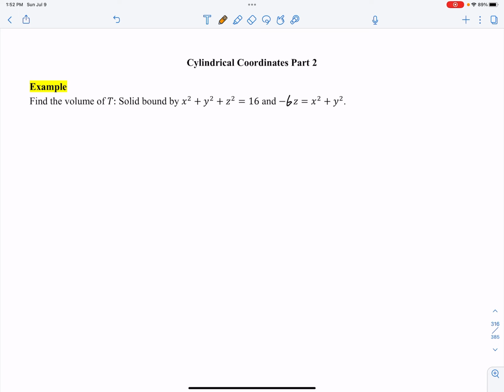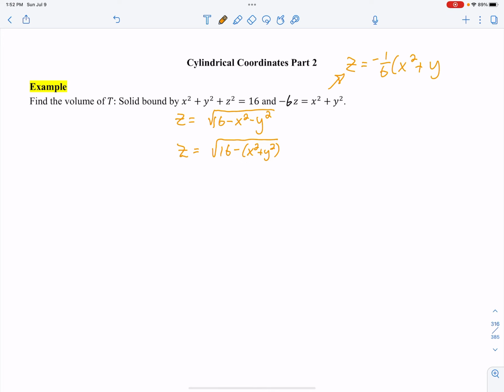All right. So first thing I'm going to do is I see two functions. I want to get them equal to z. And we're going to work with that. So z here is the plus or minus, and I'm going to leave that off for a moment. We got 16 minus x squared minus y squared. Or I'm going to rewrite this as z equals the square root of 16 minus x squared plus y squared, like that. You can see where I'm probably going with that in a little bit. This one, if I were to solve this for z, I got z equals -1/6 x squared plus y squared.